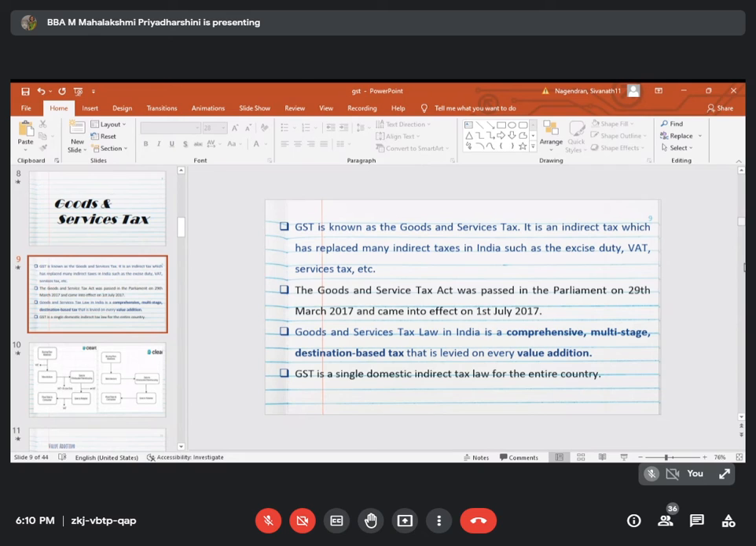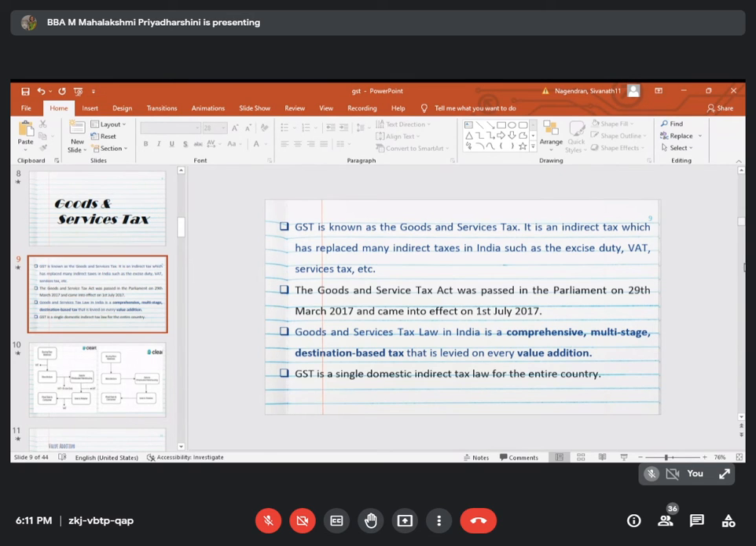Okay. One tax, one country is the concept that GST gives us, and it was passed in the Parliament on 29th March 2017 and came into effect on 1st July 2017. So if MCQs ask on what day it was passed in the Parliament, you have to write 29th March 2017, and when it came into effect, you have to write 1st July 2017. And we are calling GST a comprehensive, multi-stage and destination-based tax.